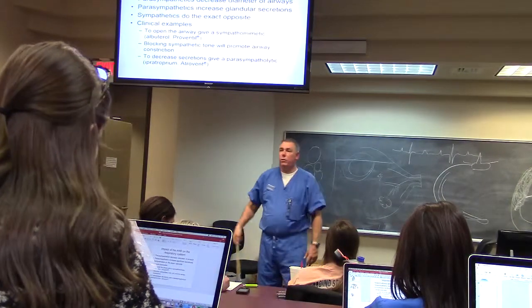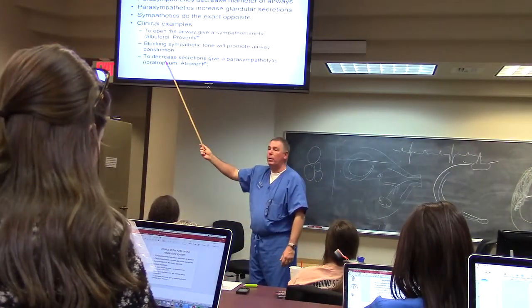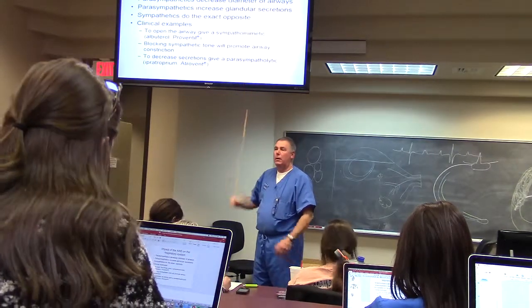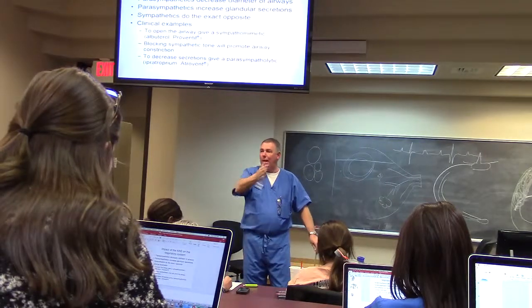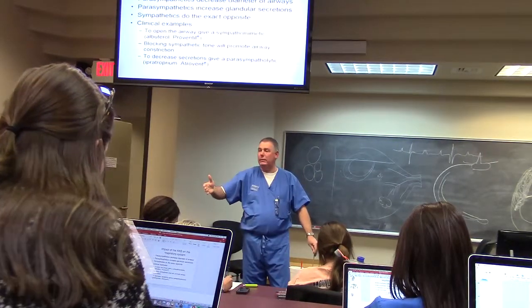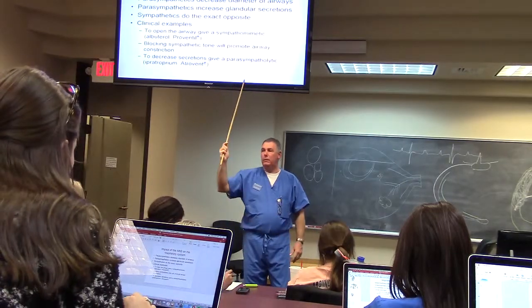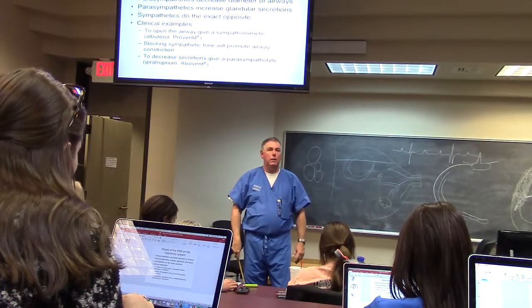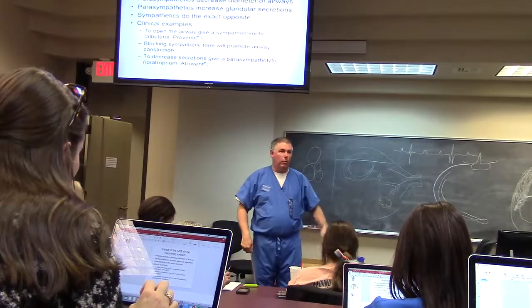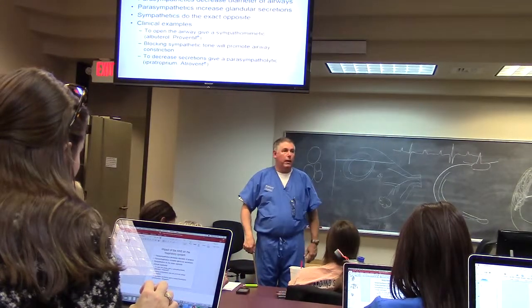To decrease the secretions, what you want to do is you want to block the parasympathetics. So you use a parasympatholytic. The lytic, you block the parasympathetics, like Atrovent. That's why asthmatics are on albuterol and Atrovent.